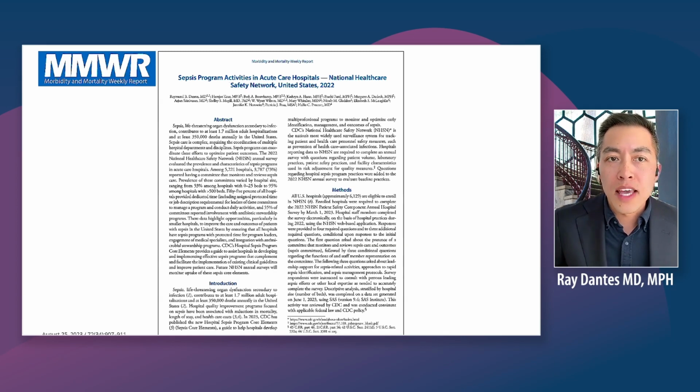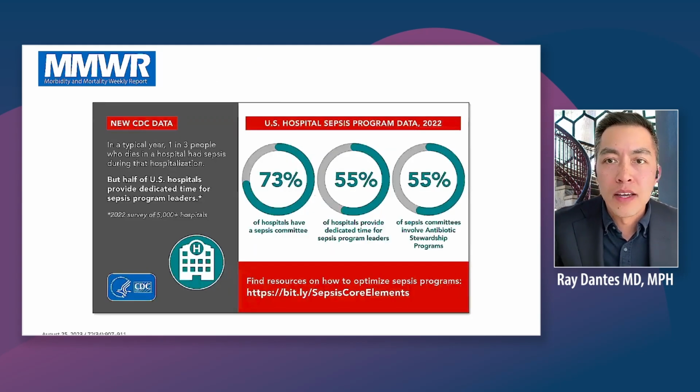Early this year, we used this same NHSN survey to ask about baseline practices among sepsis programs in US hospitals. Those results were recently published in the CDC's MMWR journal. Next slide. This graphic highlights some of those key findings. 73% of US hospitals have a sepsis committee. 55% of hospitals provide dedicated time for sepsis program leaders. And also about 55% of sepsis committees involve antibiotic stewardship programs.